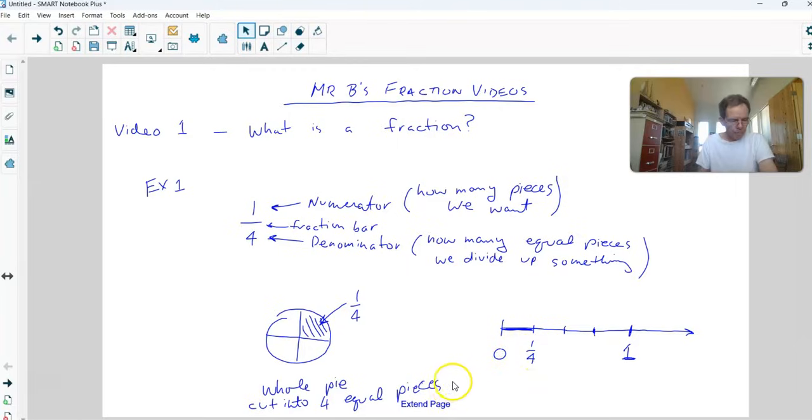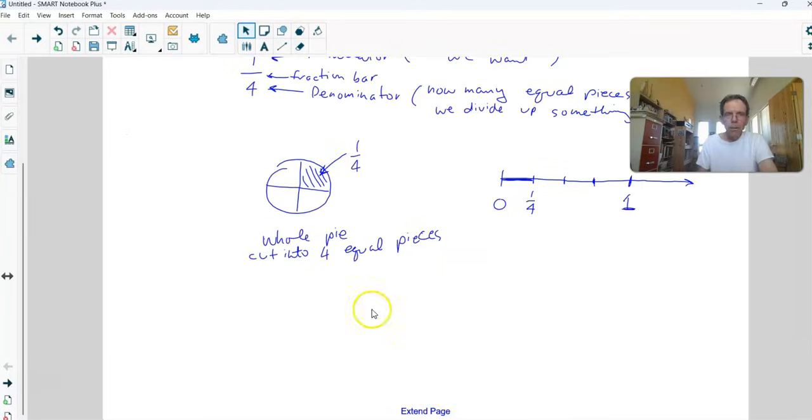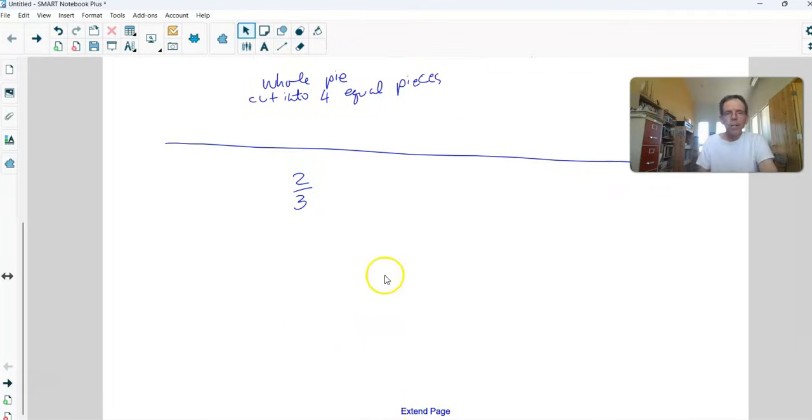Okay, now that we've got that, let's do one other one. Let's do 2/3. So now we're going to divide up our whole thing, whatever whole thing it is, into 3 equal pieces. Sorry, it's not a perfect circle, but you get the idea. And now we want 2 of those thirds. There's one of them, and there's the other one. So that's 2/3 of a pie, if you will.